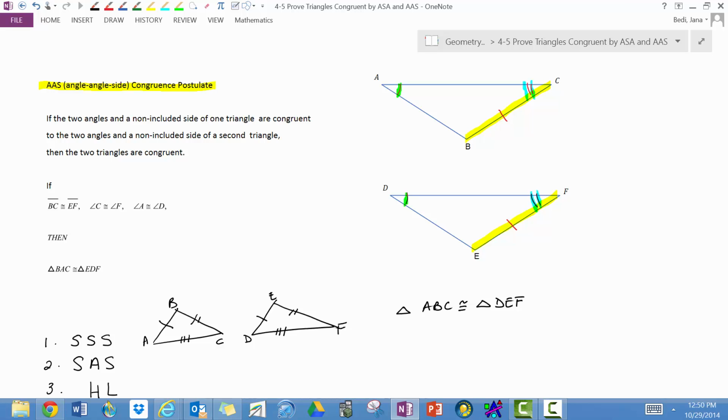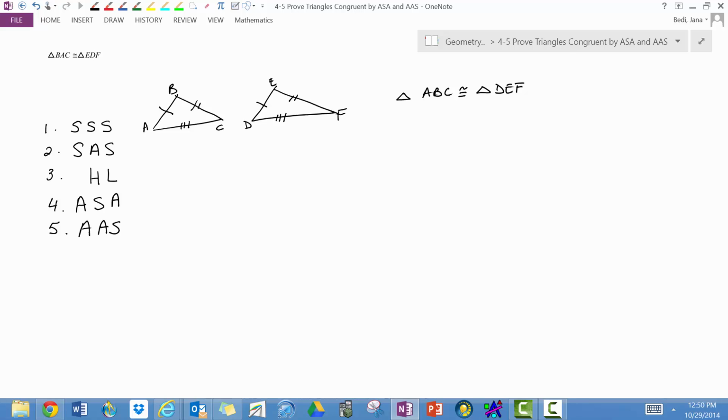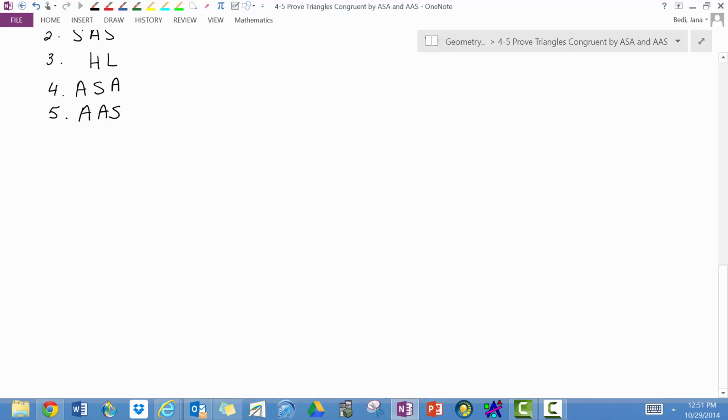For your own revision, what you should do is draw diagrams for all the 5 ways that we have seen so far to prove triangles congruent. SSS, and I've drawn a little diagram and I've written a congruency statement to indicate that the two triangles are congruent. So you need to do the same for SAS, HL, ASA, and AAS.